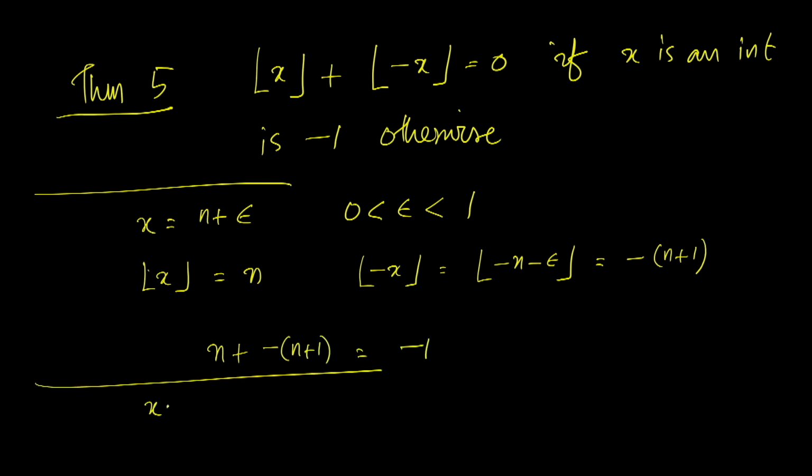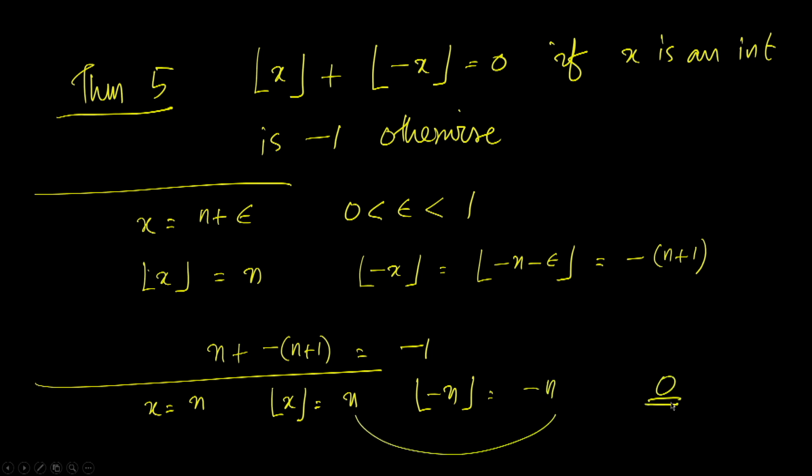Now, if x is an integer, floor of x is the same as n, minus x is minus n, the floor of minus n is minus n, therefore, the sum would be 0, as the theorem claims.